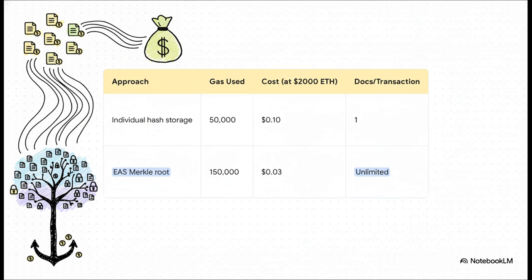And this is where the numbers get kinda wild. Look at this. Storing each document's proof individually, you're talking about 10 cents a pop. For 10,000 documents, that's $1,000 right there. But then look at that bottom row. Using this thing called a Merkle Root, you can anchor a practically unlimited number of documents for 3 cents. Total, not 3 cents each, 3 cents for everything. So how on earth is that even possible?